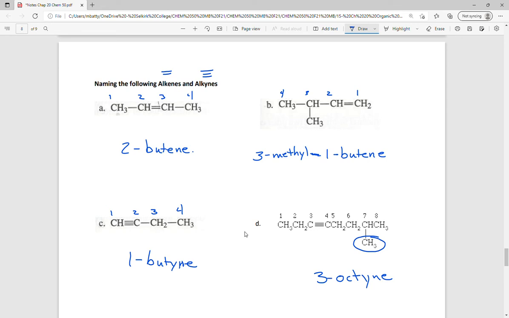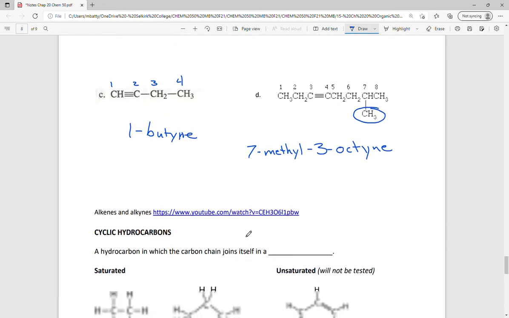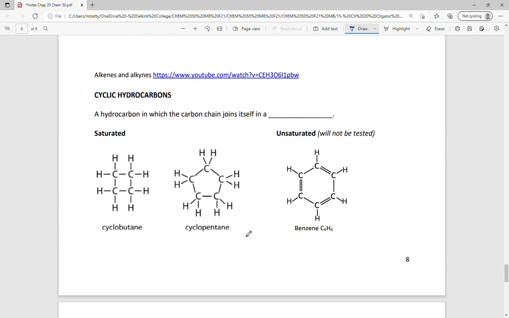And then I would label up my side chain here. So 7-methyl 3-octyne would be the name for that. I did say that you could have different shapes. We talked about isomers and we talked about linear, branched, and also cyclic things.